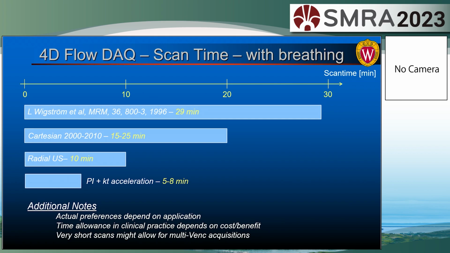But these kind of methods that I've shown, they've really led to dramatic reductions in scan time. The first 4D flow paper was in the range of 29 minutes for an acquisition, and we're now down to 10 minutes and less for many of the acquisitions.